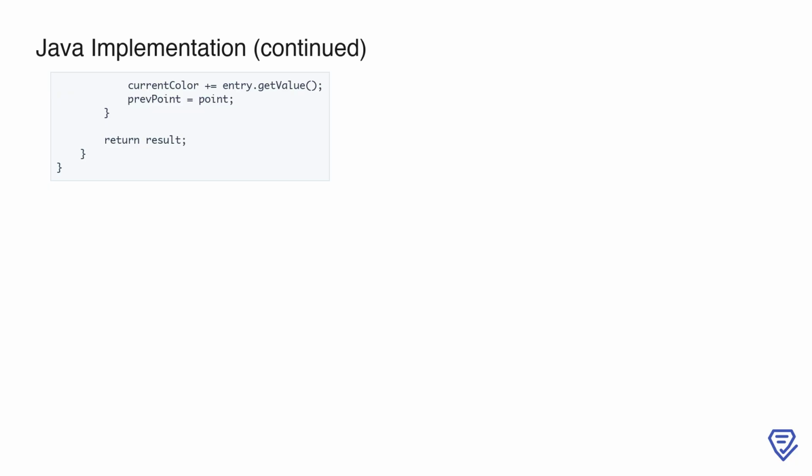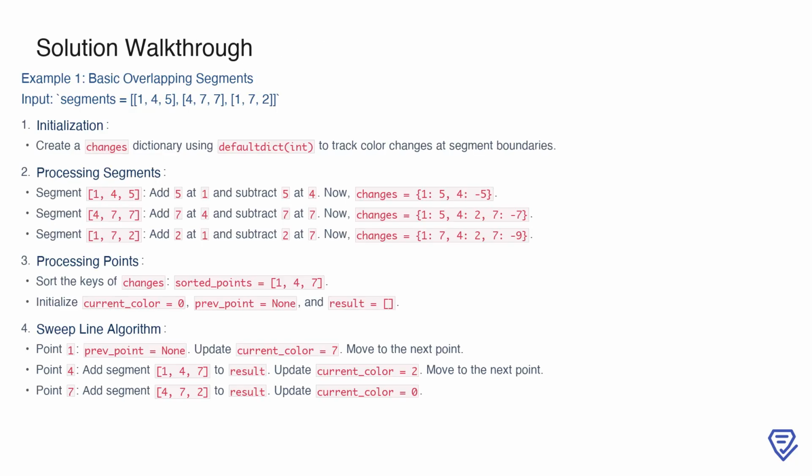This approach is both efficient and elegant, as the TreeMap structure allows us to handle the problem's requirements in a clean and orderly manner. In this first example, we have 3 segments: [1, 4, 5], [4, 7, 7], and [1, 7, 2]. We start by initializing a changes dictionary to track the color changes at the segment boundaries. This allows us to efficiently calculate the overlapping colors.